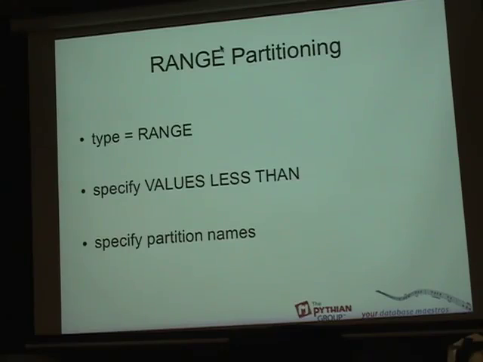Here we go, range partitioning. Basically the type that we talked about before is just going to be range. You specify values less than. So you start with a range and you say, okay, values less than this number are in the first partition, which you can name. And then values less than. So values less than 10 are in partition 1. Values less than 20 are in partition 2. And you don't have to say between 10 and 20. You just have to say less than. And then you can also specify the partition names.